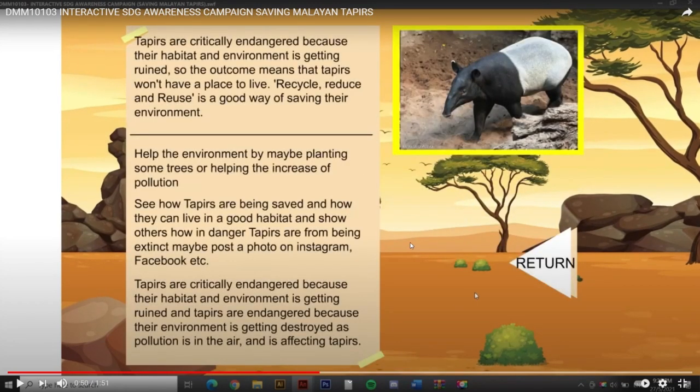And this is a solution on how we can help Malayan tapir, such as stop deforestation and help build a sanctuary for the Malayan tapir, so that they can live there, they can make their habitat there.